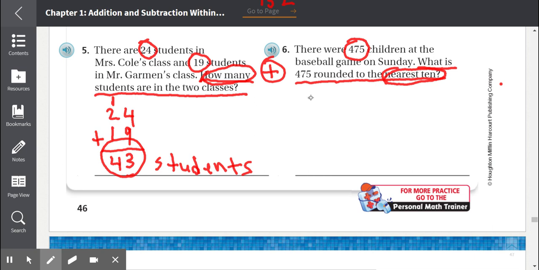The nearest tens are 470 and 480. Now 475 is exactly in the middle. It's directly in the middle of 470 and 480. Since it's exactly in the middle, we round up to the bigger number. So 475 rounded to the nearest 10 is 480.